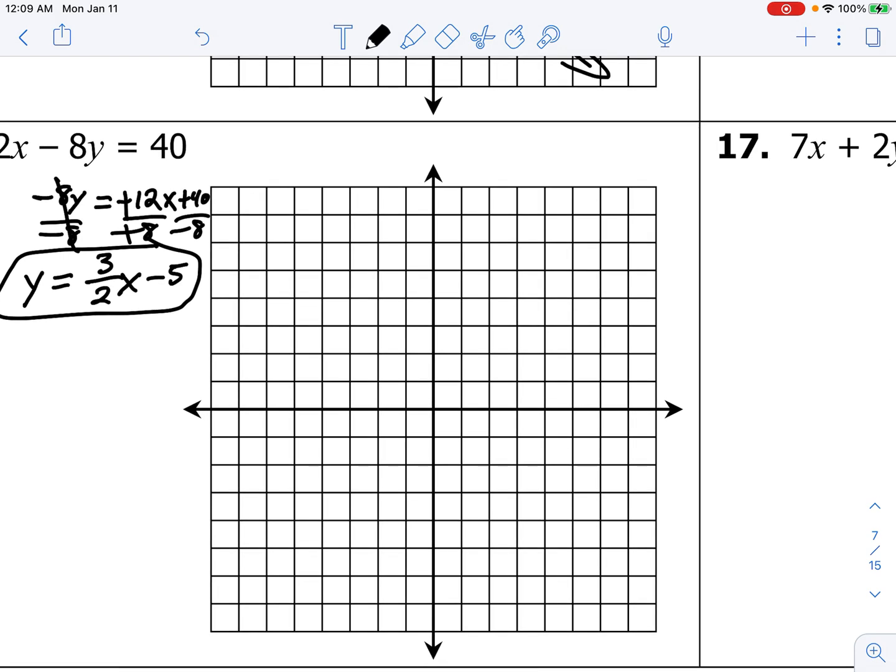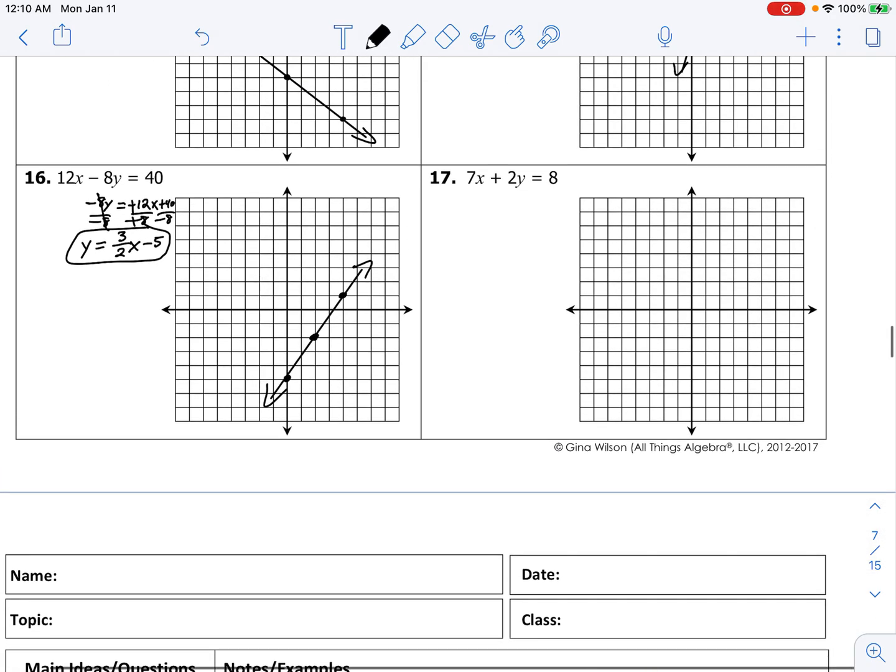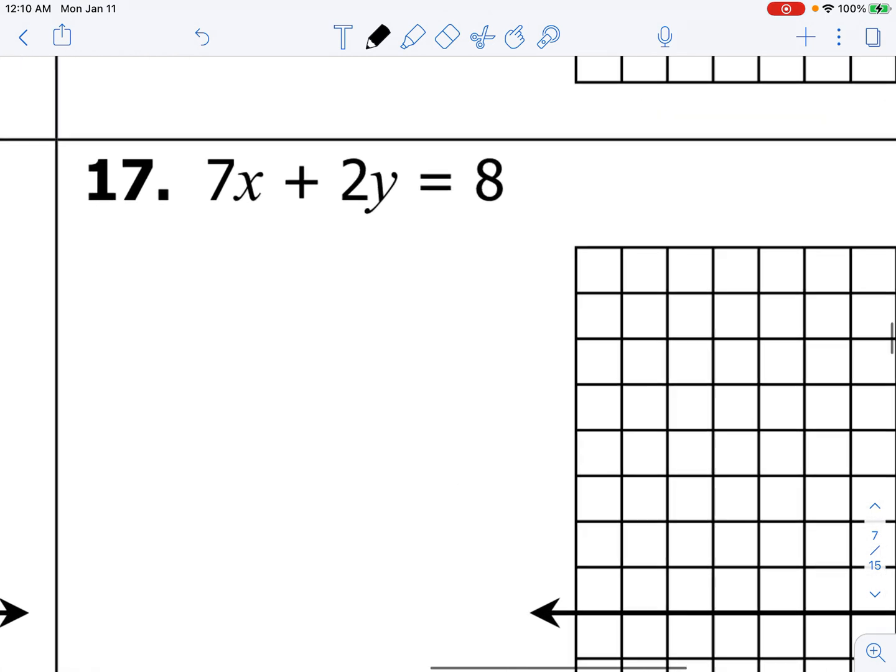So down 1, 2, 3, 4, 5. And then we're going to go up 3, right 2. So up 1, 2, 3, right 2. And then 1, 2, 3, right 2. And then draw your line, like so. All right, last one on the homework assignment. Okay, this one right here.